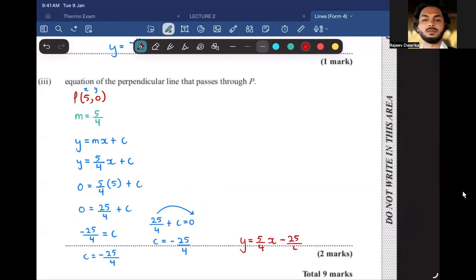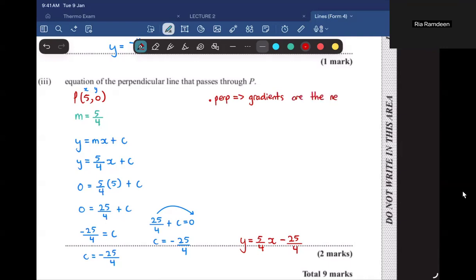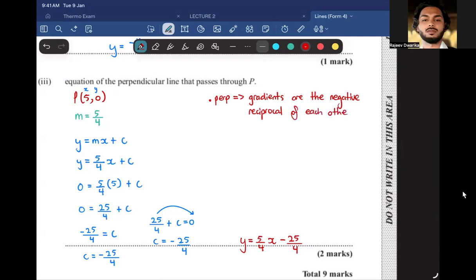We have a hack for this. So Ria, let's write the hack together. Anytime you see the word perpendicular, it means that the gradients of the lines are the negative reciprocal of each other, right? Okay, the gradients are the negative reciprocal of each other.